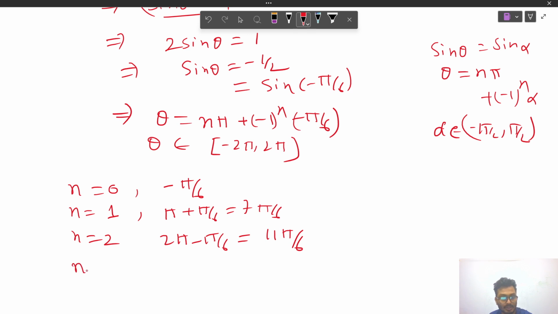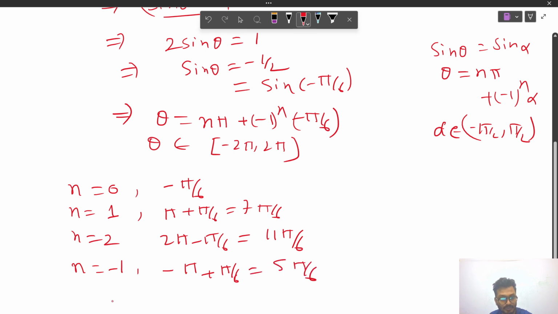Now n equals minus 1. What do we get? Minus pi plus pi by 6, it will be minus 5 pi by 6. And if we put n equals minus 2, it also exceeds the region, because we get minus 2 pi minus pi by 6, so it will not be considered because it exceeds the region.